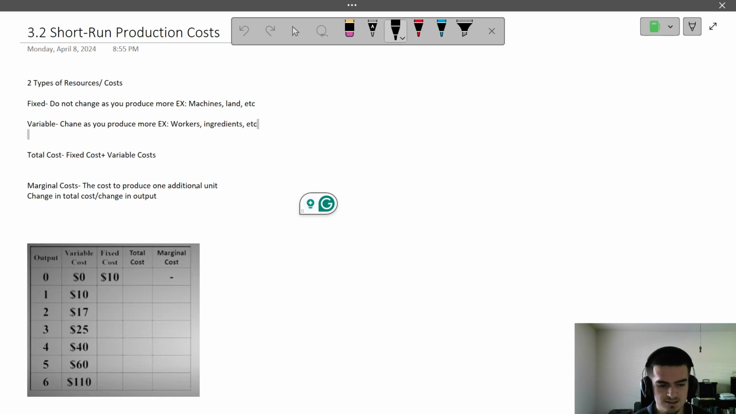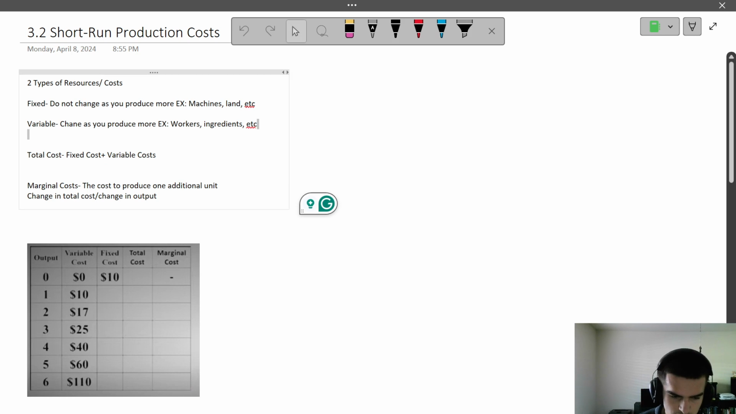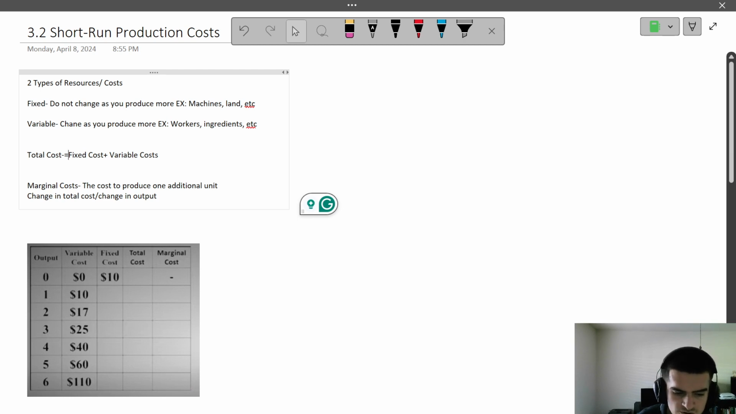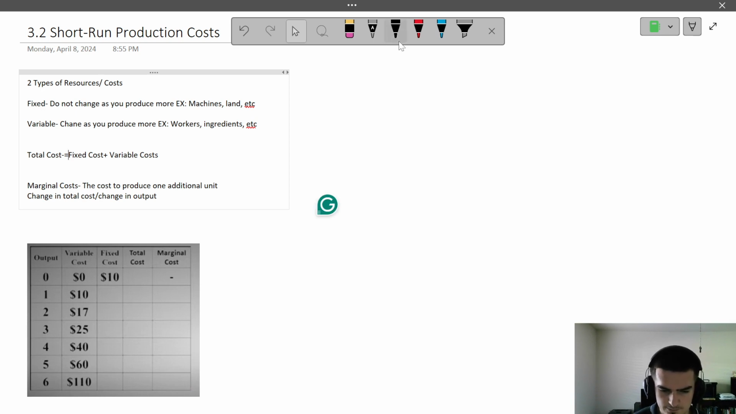As we talked about earlier, there are types of resources and costs: fixed and variable. Fixed do not change as you produce more, for example machines and land. Variables change as you produce more, like workers and ingredients, right? Your total cost is going to equal your fixed costs plus your variable costs. Your marginal cost is the cost to produce one additional unit, so the change in total cost divided by the change in output.